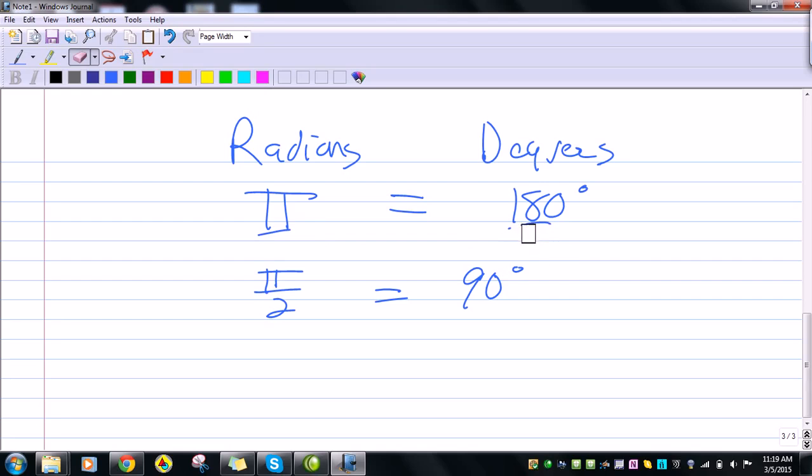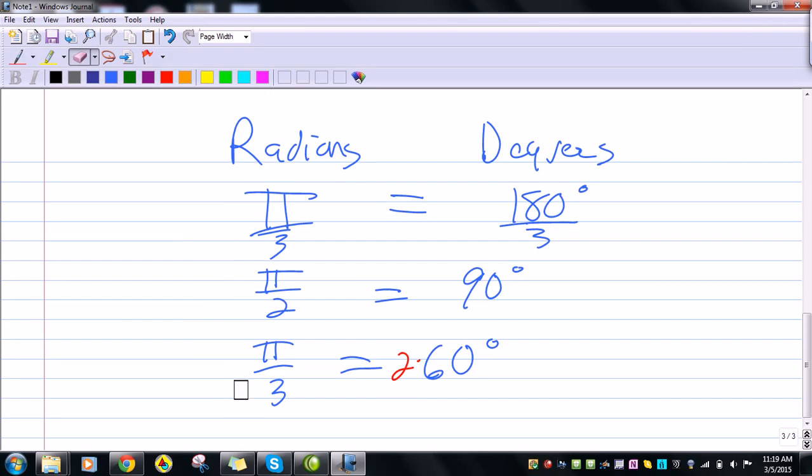So if I know pi is 180, then pi over 2 is 90 degrees. So if I know pi over 2 is 90 degrees, then 3 pi over 2 would be 3 times 90, or 270 degrees. 5 pi over 2 would be 5 times 90, or 450 degrees. Okay. Some other benchmarks are pi over 3. So if I divide pi by 3, of course that ends up being 60 degrees. So if pi over 3 is 60 degrees, then I can use that benchmark to think about 2 pi over 3, which is going to be 120 degrees.